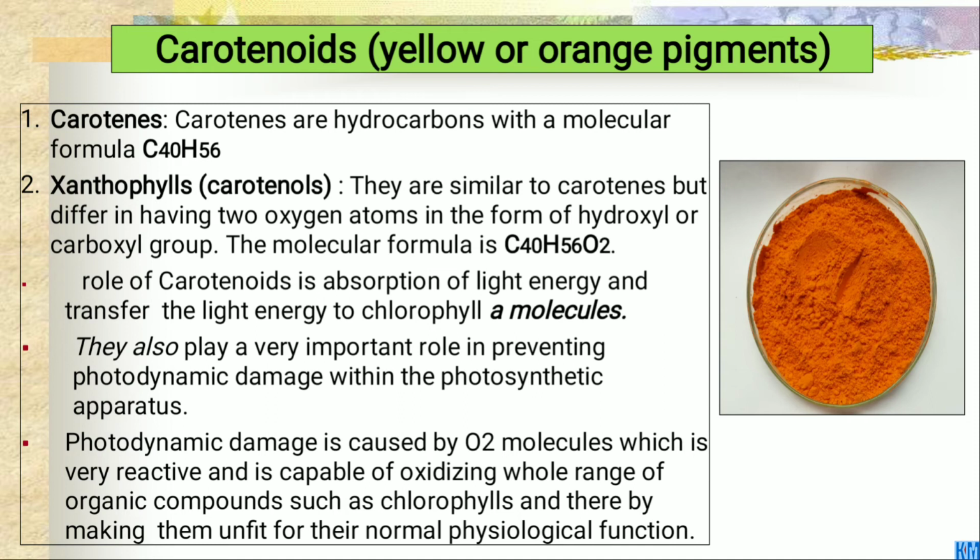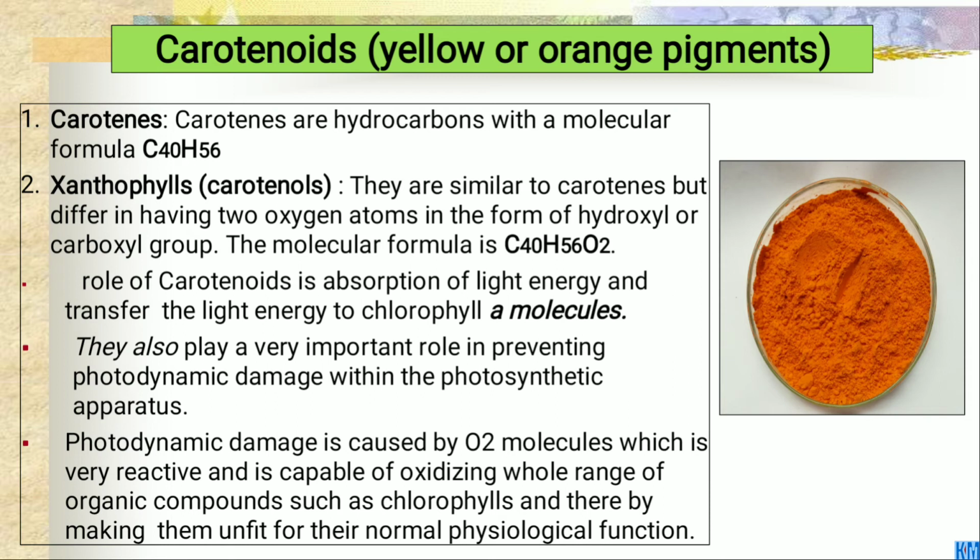They are similar to carotenes but differ in having 2 oxygen atoms in the form of hydroxyl or carboxyl groups. The molecular formula is C40H56O2. The only difference is that an oxygen atom is present in xanthophyll and absent in carotene.